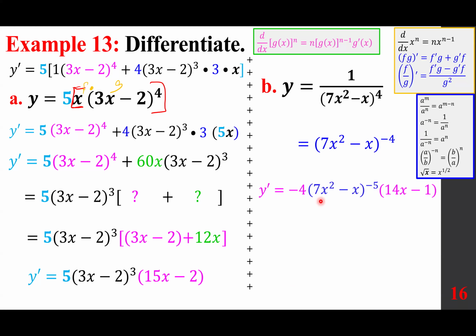To finalize that, we're going to take this down. This is an algebraic step and raise it to the power of +5. This is following the negative exponential rules. So -4 times (14x minus 1) remains up. (7x squared minus x) to the power of -5 goes down, becomes (7x squared minus x) with the positive exponent 5.